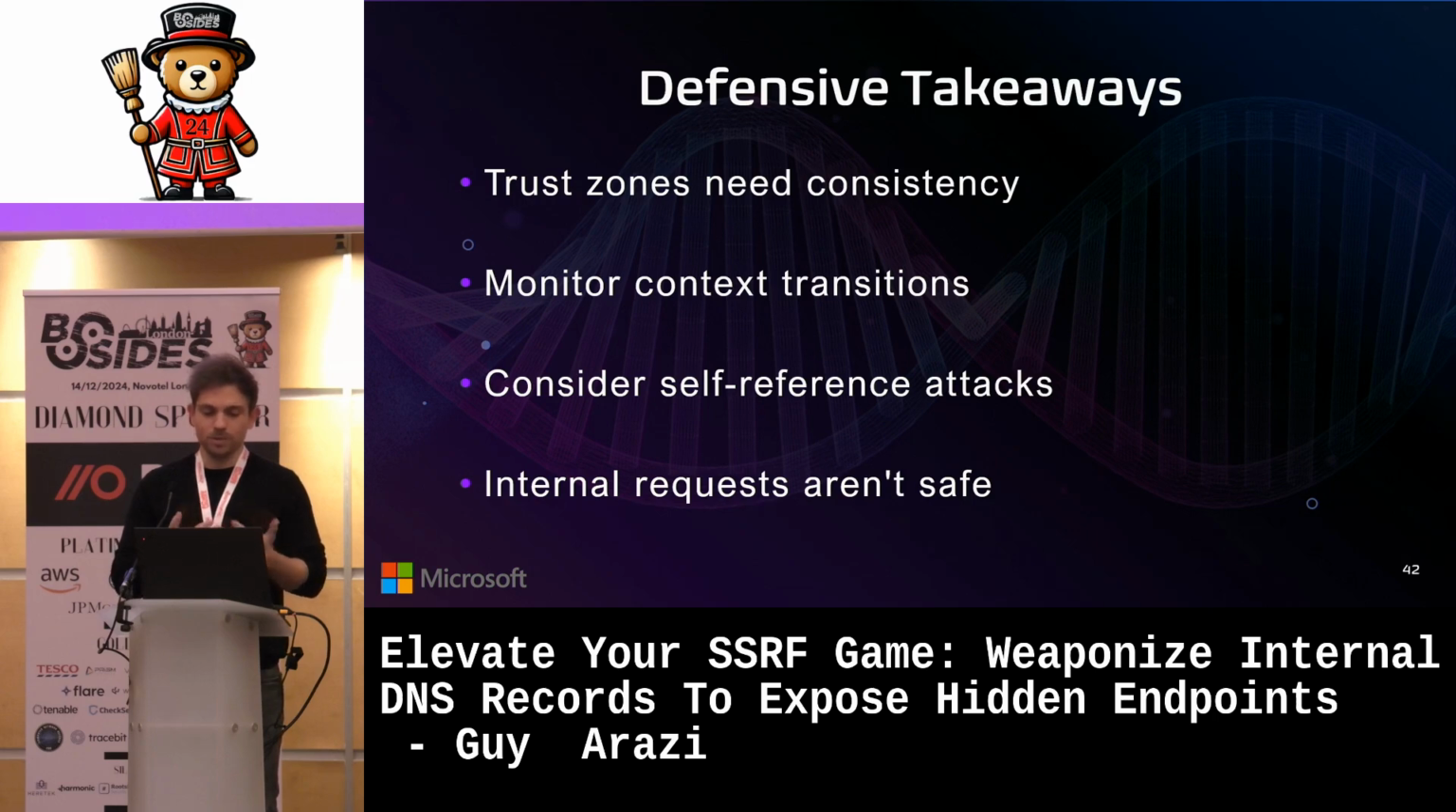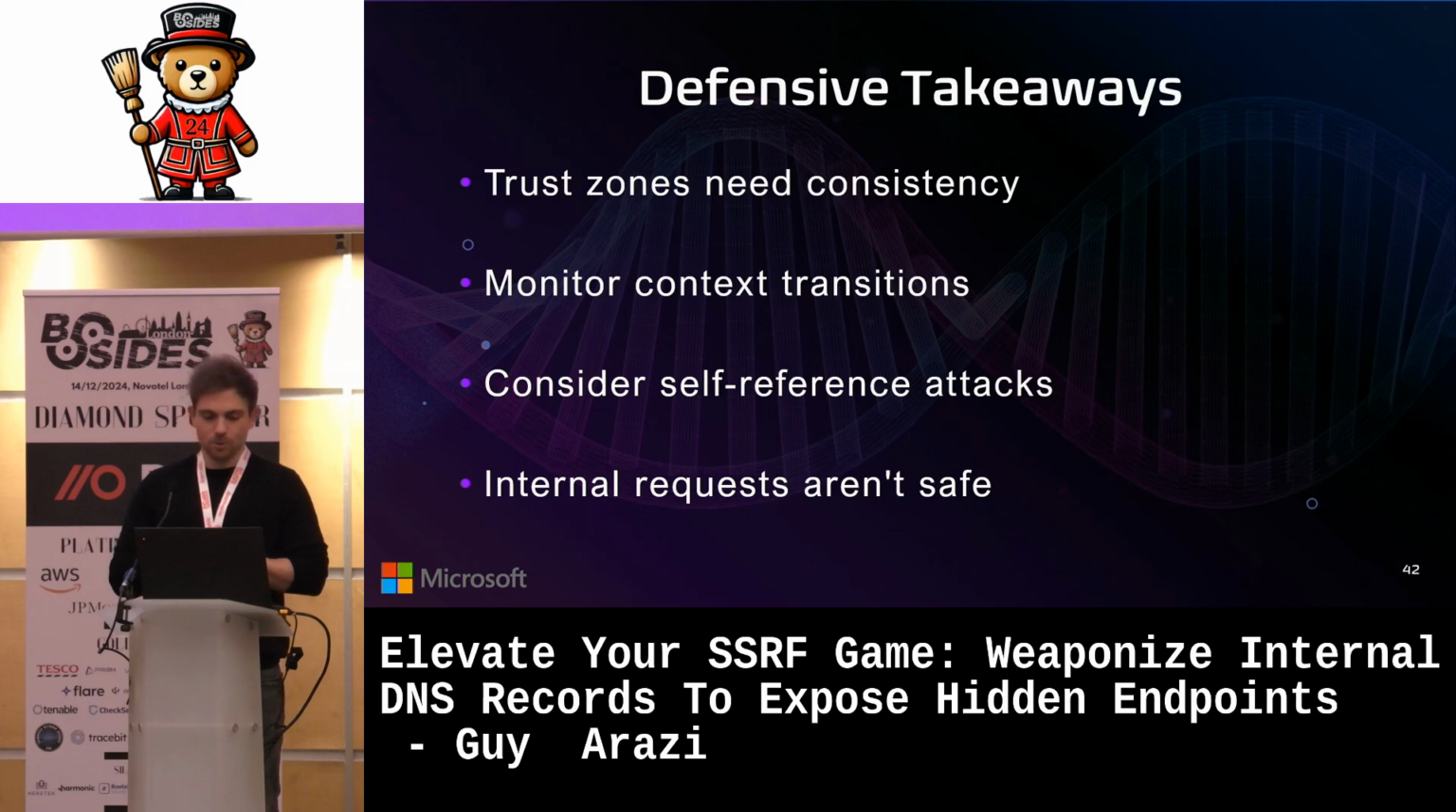And we also didn't have a way to monitor these context switches. So even if someone exploited the functionality, we didn't have a way to monitor the second jump in the SSRF and even understand that it's a self-reference attack. And this is a key takeaway, that even Microsoft, with all the mitigation that we propose, found it hard to track it down.